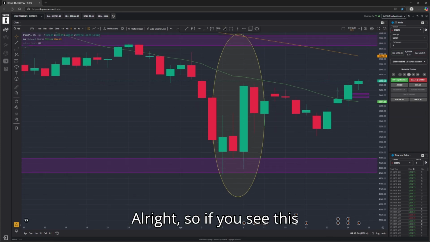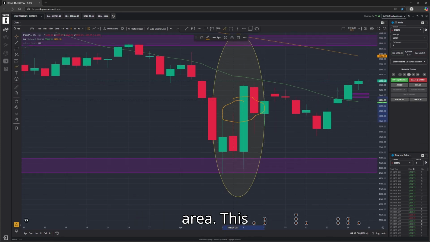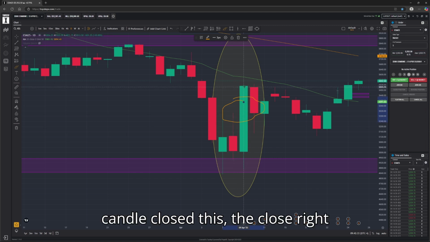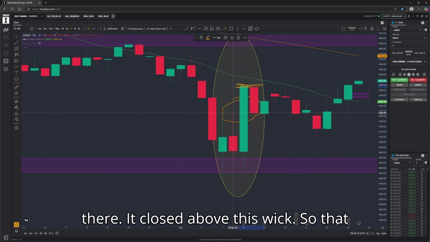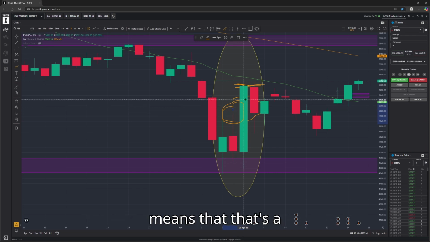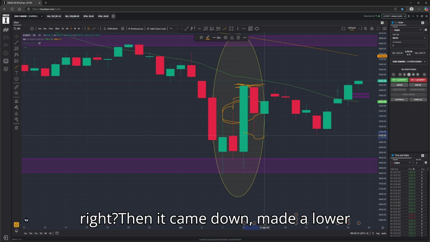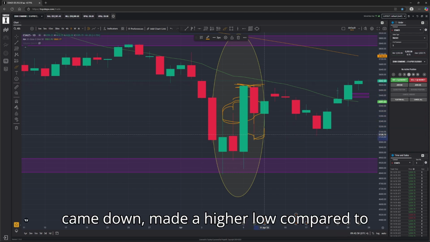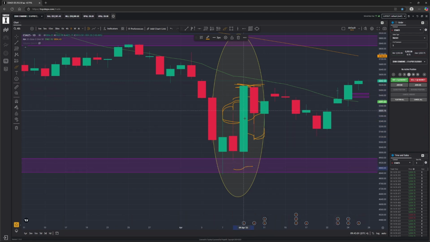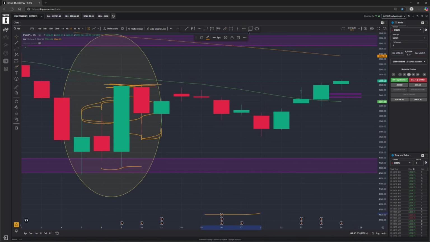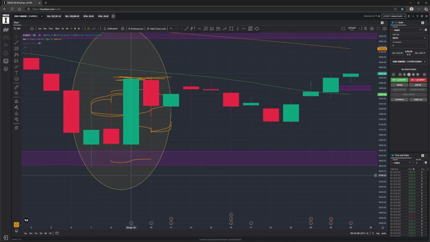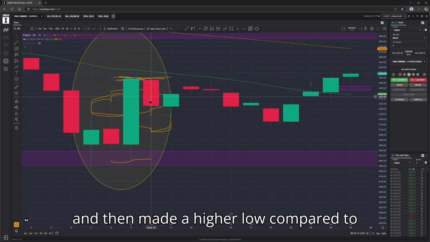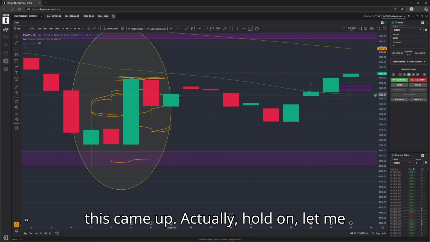All right. So if you see this area, this candle closed, this is the close right there. It closed above this wick. So that means that's a bullish momentum candle, right? Then it came down, made a higher low compared to this, right? So this low, and then it made a higher low compared to this, came up.